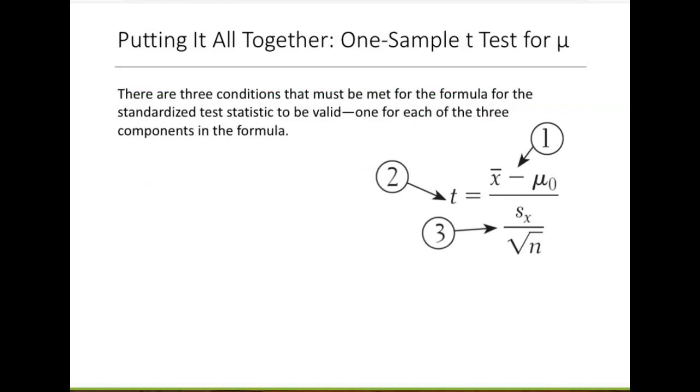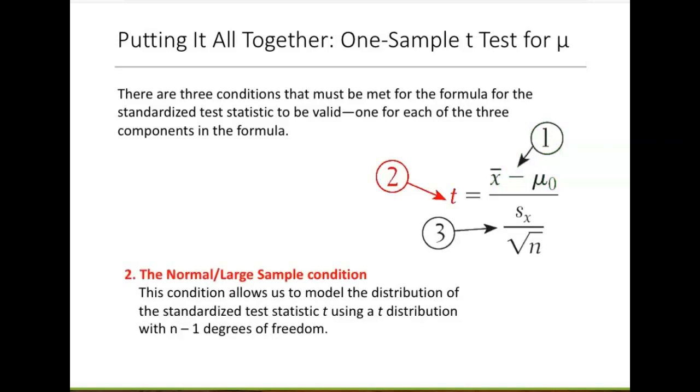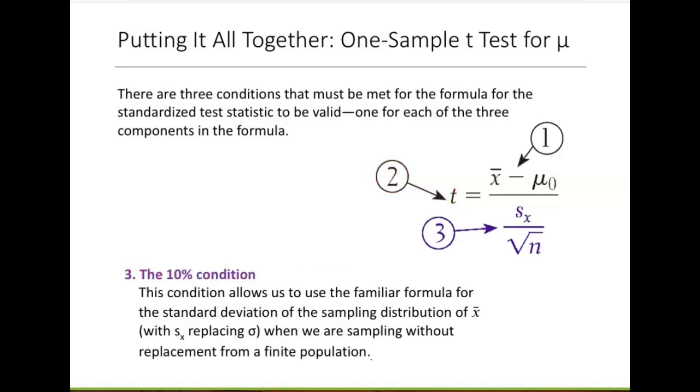All right. So just a reminder, what the conditions tell us. Random condition just tells us that X bar is a good estimate for mu. Large sample condition tells us that we can use a T distribution for a mean, right? And we can use T procedures basically with N minus 1 degrees of freedom. And then 10% allows us to use the standard error formula.